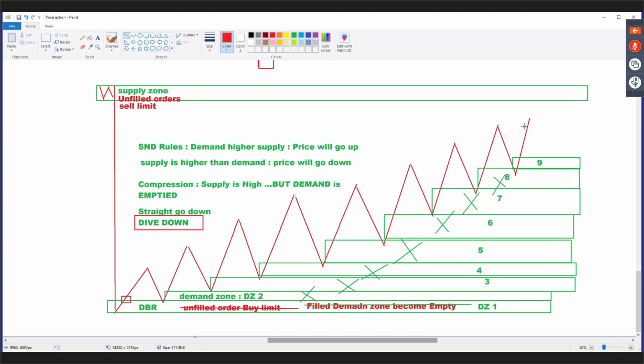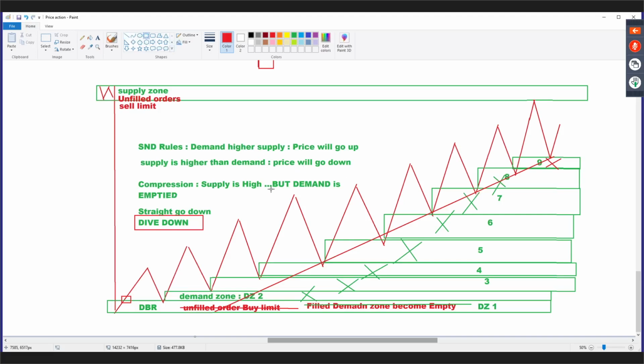But let's suppose that the price continues going up over here. It already reached a supply zone. So there are unfilled sell limit orders. The price goes down like this. It will go down. And now number 9 is already touched by the price. So number 9 is also cleared. Now we have a totally empty demand zone. Okay.